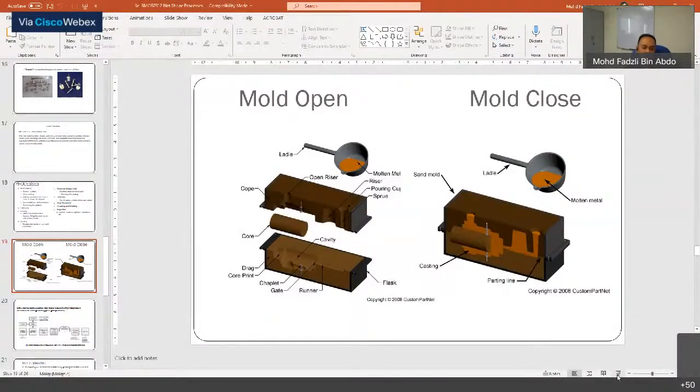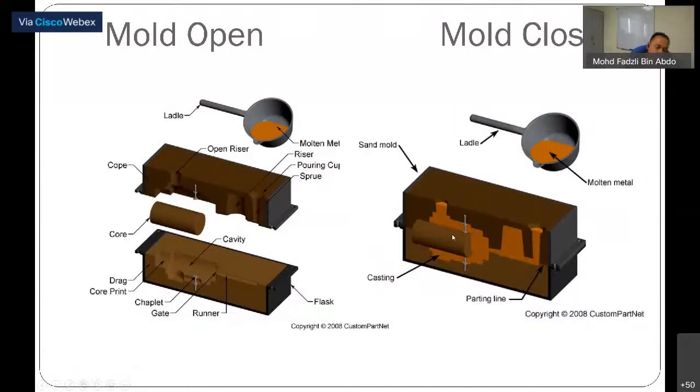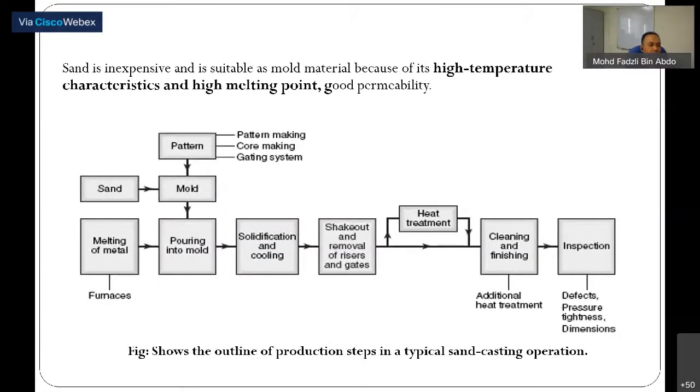Okay, tadi sebenarnya saya dah tunjuk awal-awal tadi drag and cope tadi kan. Okay, itulah sand casting punya proses apa yang dijelaskan dalam ni. And then sand casting is inexpensive and is suitable as a mold material because of its high temperature characteristic and high melting point, good permeability.